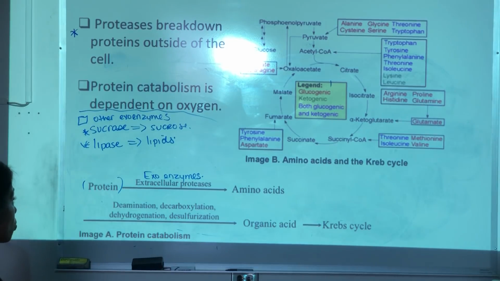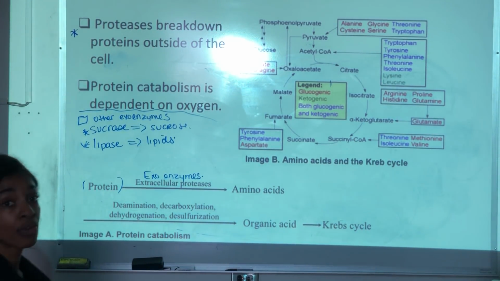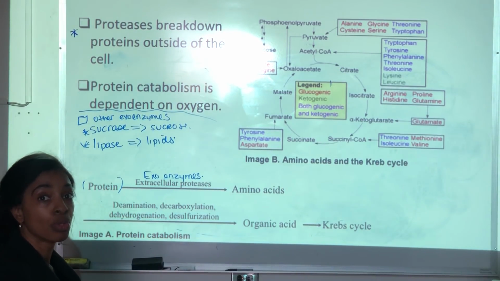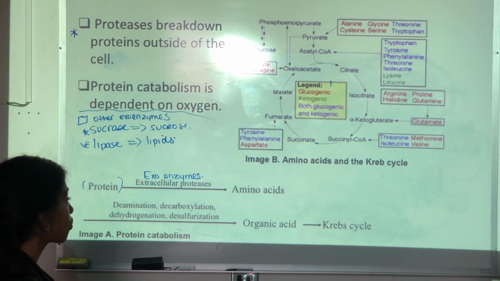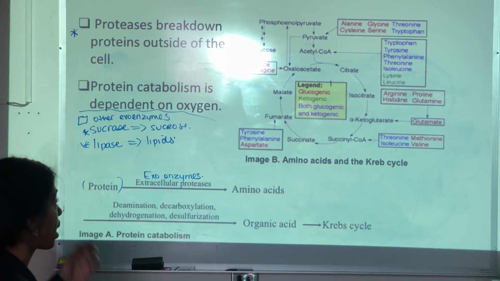Eventually, the amino acid will get broken down. Deamination, D means removal of. So deamination is the removal of the amino group. Decarboxylation is the removal of which group? The carboxyl group. Then we have dehydrogenation, removal of the hydrogen. Desulfurization, removal of sulfur groups in some amino acids.